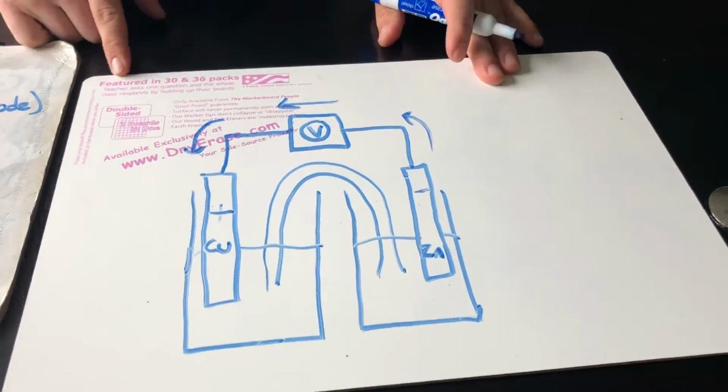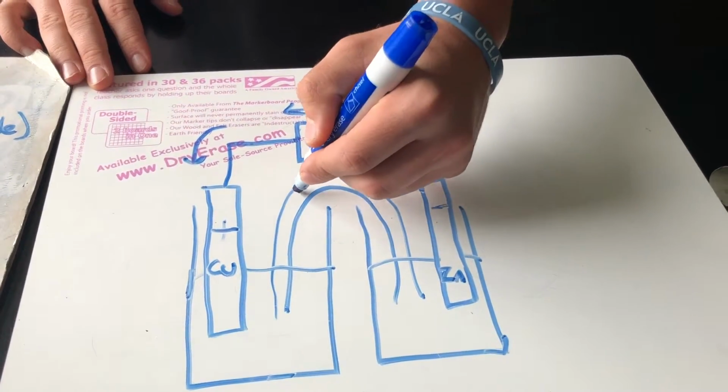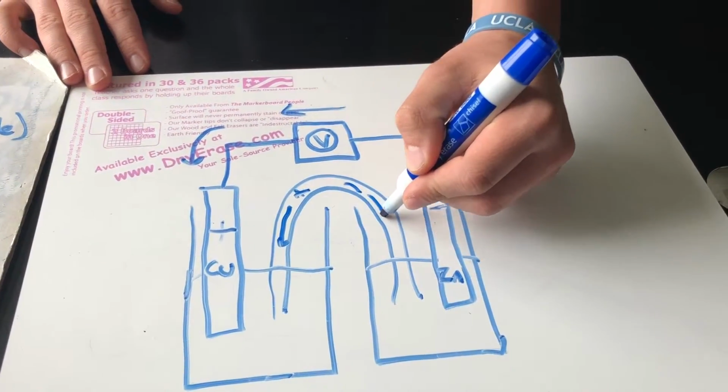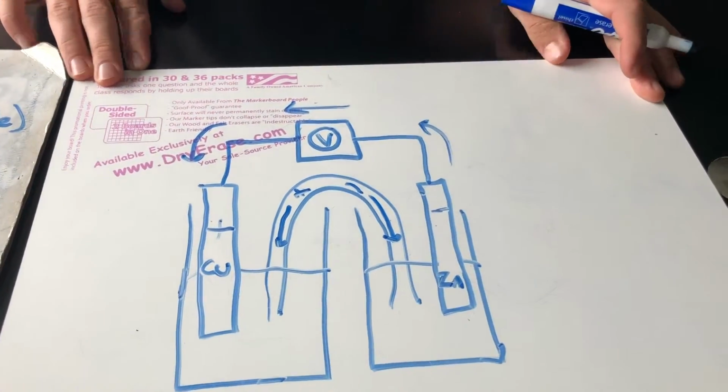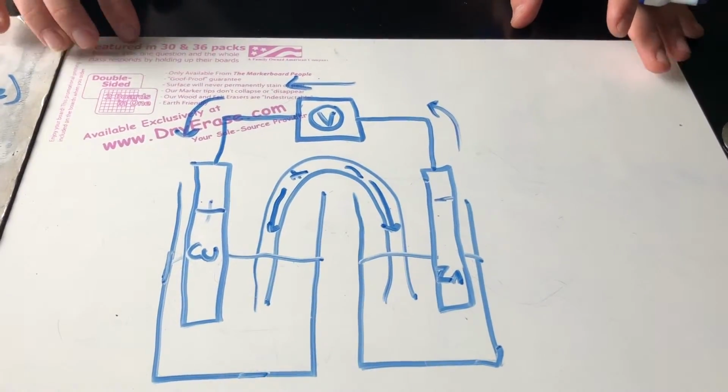And when it comes to the salt bridge, the cations, the positive ones, flow towards the cathode, and the negative anions flow towards the anode. And honestly, that's about it. That's what we got to work with here.